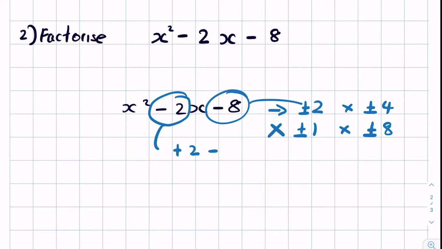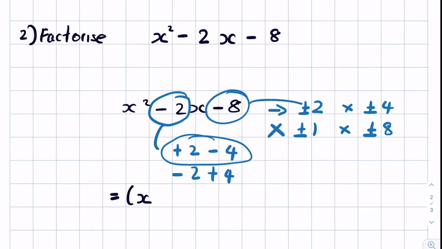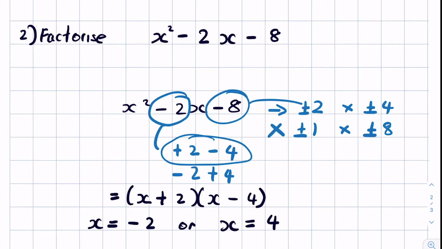So it can either be plus 2, negative 4, or negative 2 and plus 4. And the one that adds up to be negative 2 is plus 2 minus 4. So that's what we're going to go with. So the factorized form will be x plus 2, x minus 4. And the x's will be x equals negative 2 and x equals plus 4.